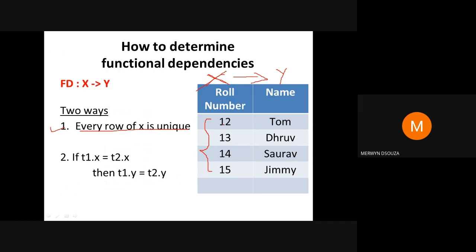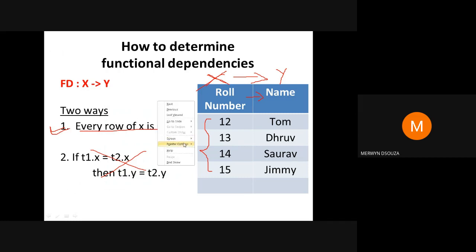Yes, every row of X is unique. Therefore, this functional dependency is true: roll number determines name. You do not need to go and check for the second condition when this first condition is true.